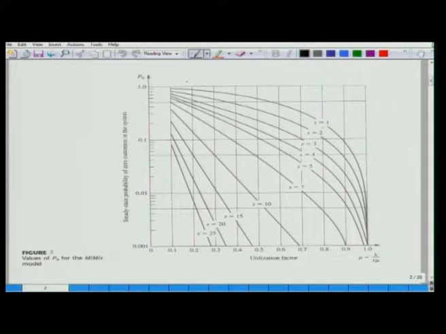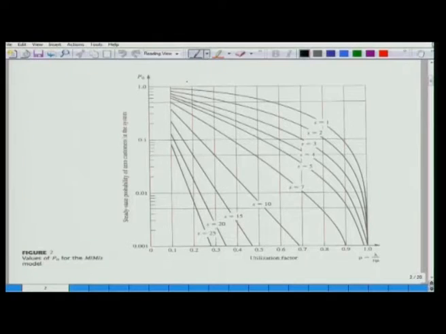So, it will help me to just plot the value given my utilization factor and the number of servers, and then I can find out the corresponding value of P naught. So, this is the contribution of figure 2, and later when I have worked out, I will use the values. Okay. Now, I will show you another graph.